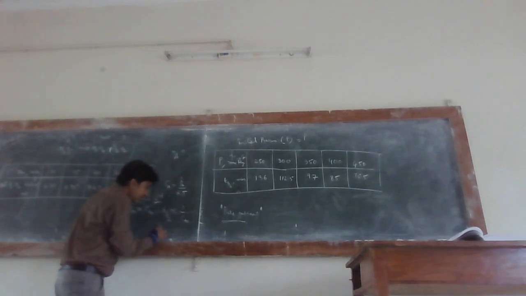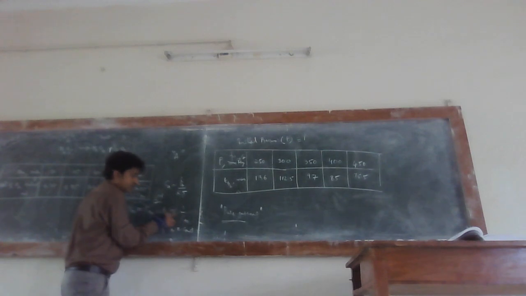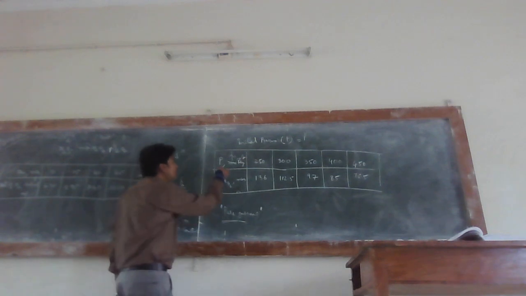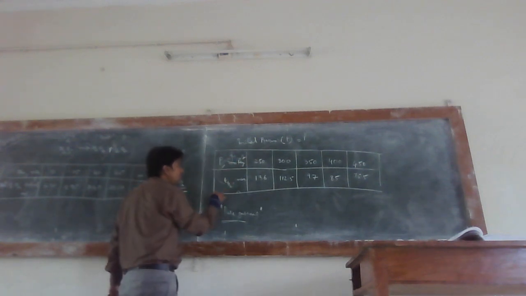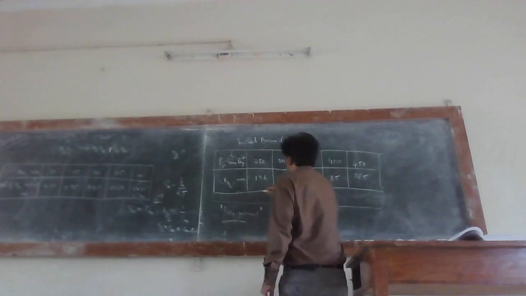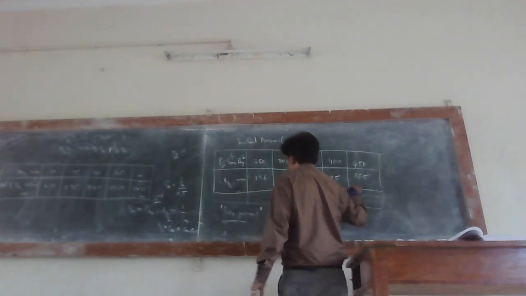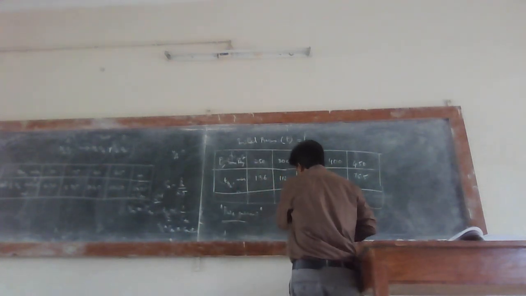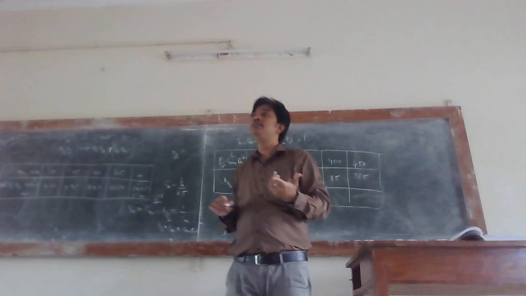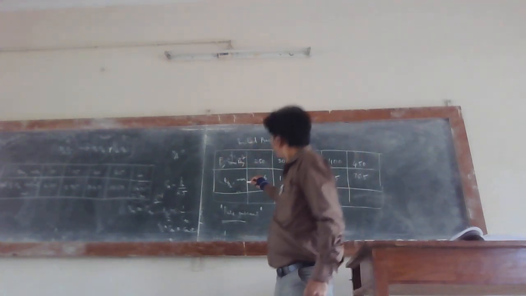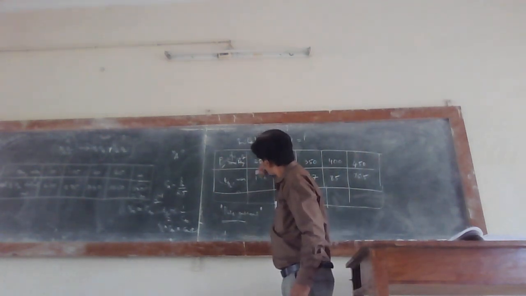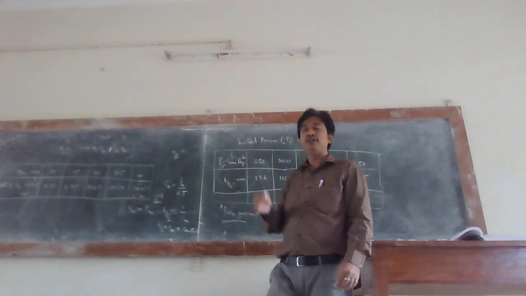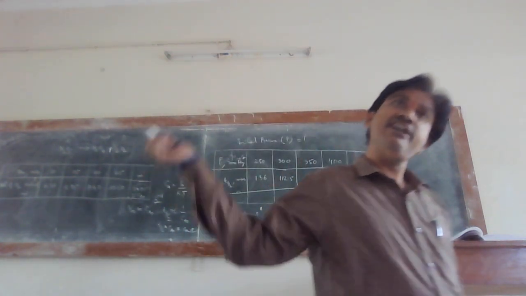That means what? T half, if I multiply Ca naught, that will be constant for second order. That means you multiply these two, T half and Ca naught, keep a table here. Because if it is a second order, T half into Ca naught should be constant. Are you getting the same constant value? Check the value. Multiply T half and Ca naught. What is the value? Are you getting the same 34,000 for all?